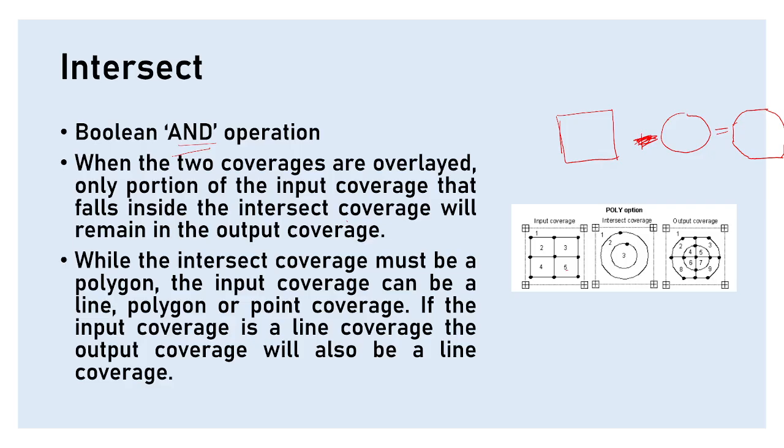While the intersect coverage must be a polygon, the input coverage can be a line, polygon, or point coverage. That's not a problem. Input can be line, point, or polygon, but the intersect coverage, the parameter that you're using, should always be a polygon. If the input coverage is a line coverage, the output coverage will also be a line coverage.